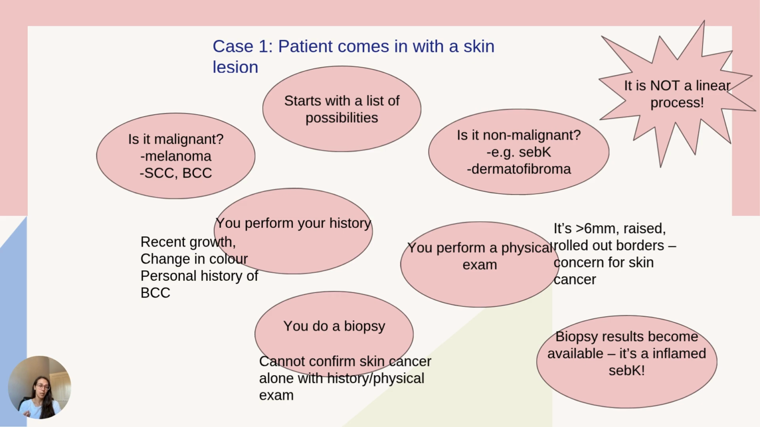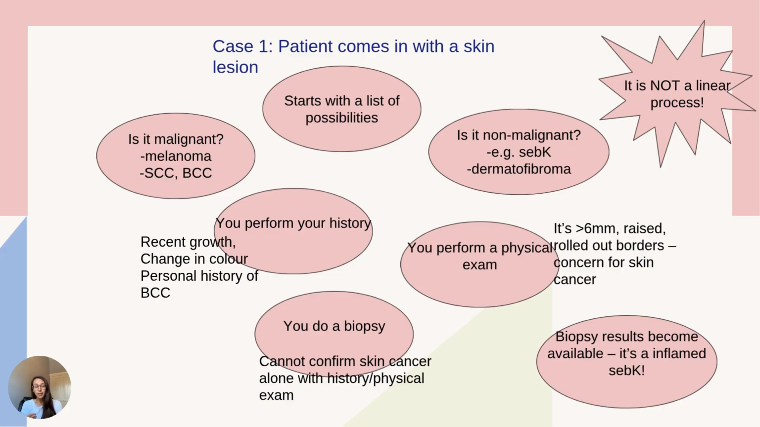To test these hypotheses, I need to perform a history, physical exam, and perhaps do more tests to update these hypotheses. So essentially, ruling things in and ruling things out as you test the hypotheses. So, with the history, the person's saying there's been growth, there's a change in color, it's darker, and they have a personal history of basal cell carcinoma. So, already I'm thinking, could it be more malignant skin lesion?